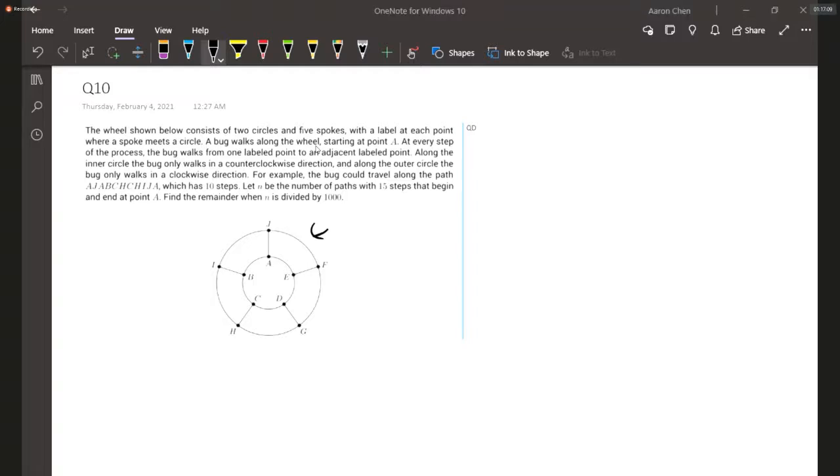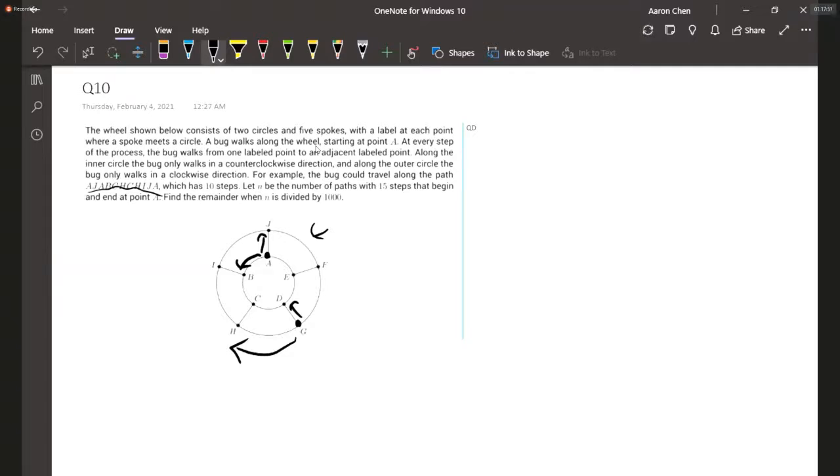Okay, sorry. So a bug walks along the wheel and it starts at point 8. For every step, the bug can walk from one labeled point to an adjacent point. Along the inner circle, the bug can only walk counterclockwise or in or outside. And along the outer circle, the bug can travel inside or it can travel clockwise. And this is just an example path that's possible.